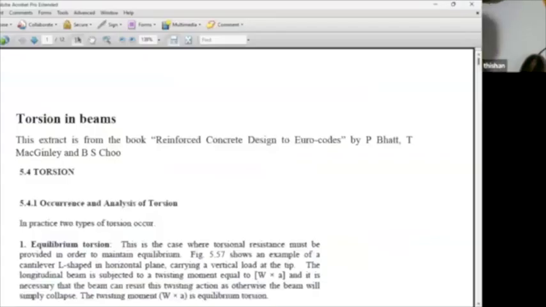Today we talk about torsion in beams. Is everything okay, Bandhuka? Yeah, we can hear you, sir, and we can see the screen as well.